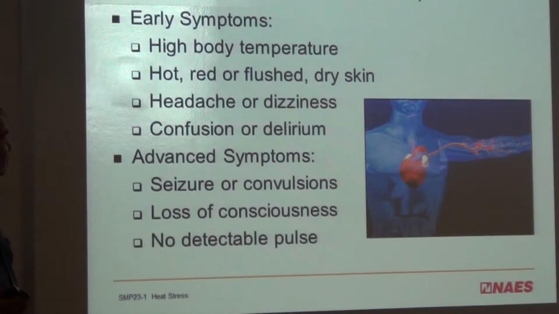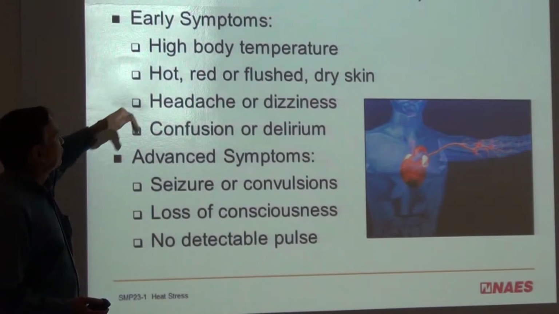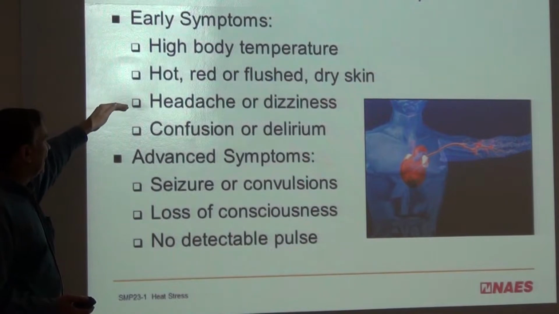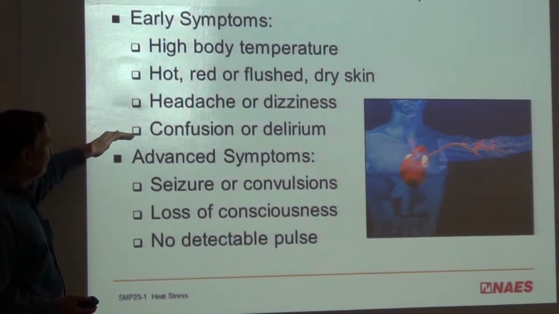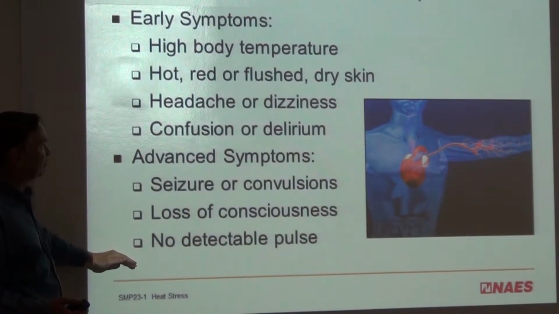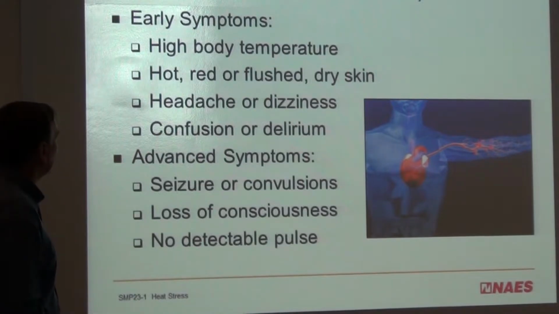Heat stroke, this one is more serious. The body temperature starts rising. Hot, red, flushed, dry skin. Skin is dry, it's not sweating. Headache, dizziness, confusion, delirium, and then it comes down to seizure, loss of consciousness, and no detectable pulse. This is probably the most serious of the 6 that we have listed here.